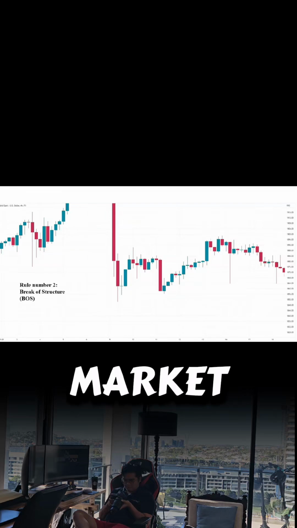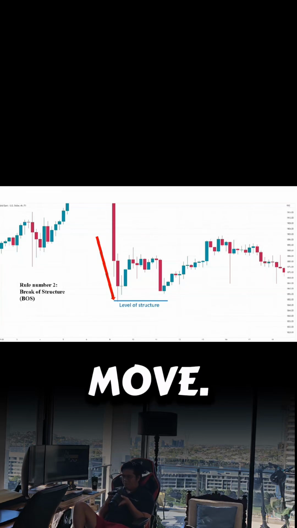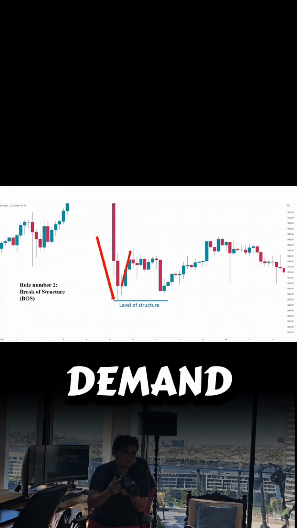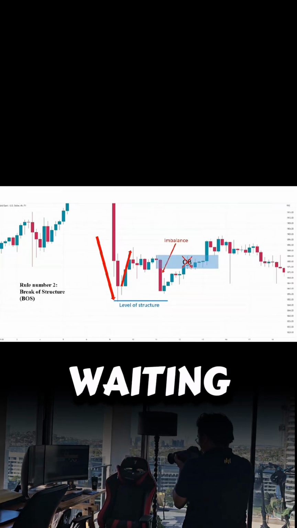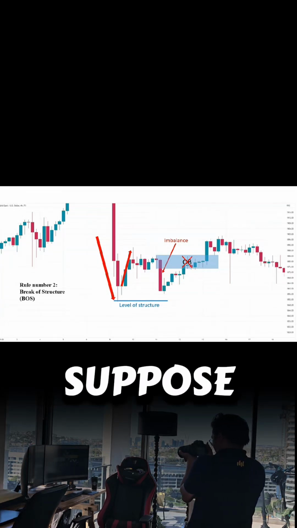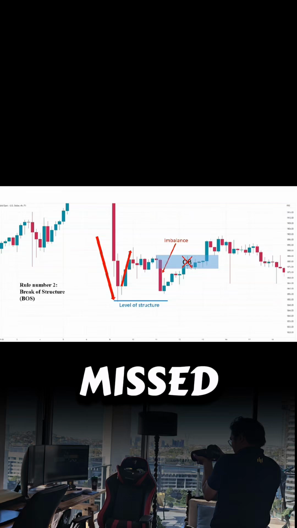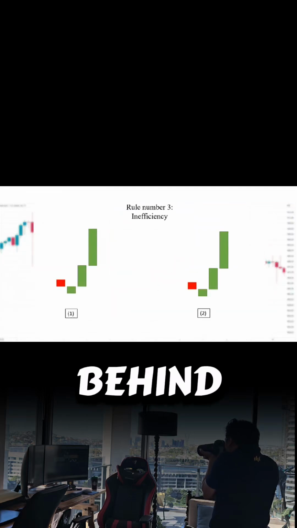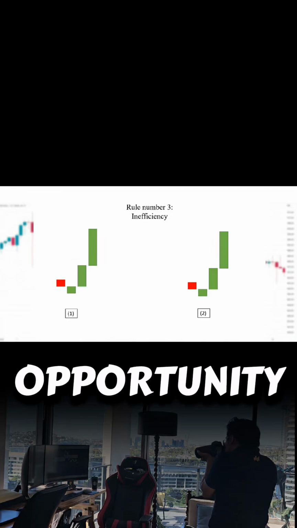Why? Because the market has already cleared out most of the existing orders during that initial move. There's no fresh supply or demand left to create a meaningful reversal, just empty space waiting for new participants. Now contrast that with the second case. Suppose someone was watching closely, waiting for a pullback to enter long. If they missed that first wave, they'd have been left behind entirely. The price moved too fast, and by the time it pulled back, the opportunity was gone.